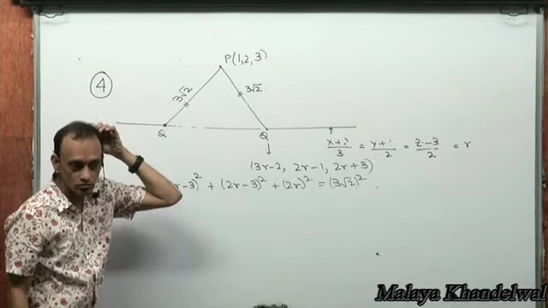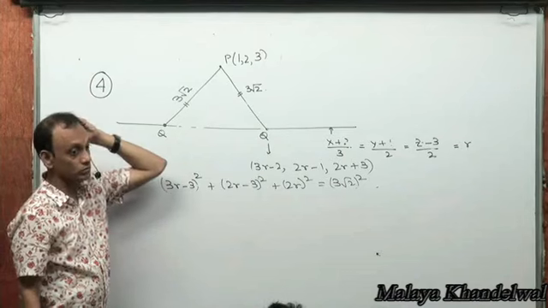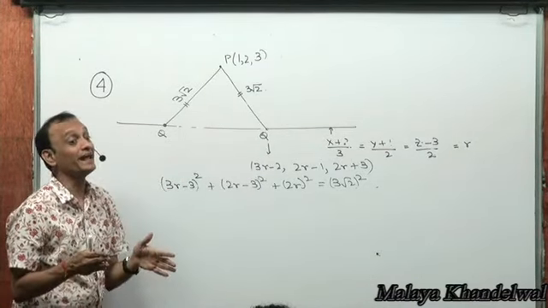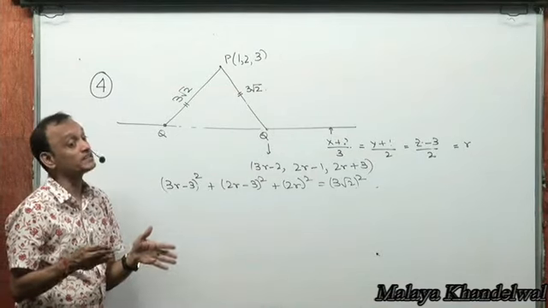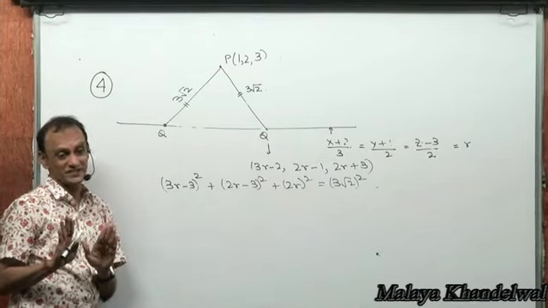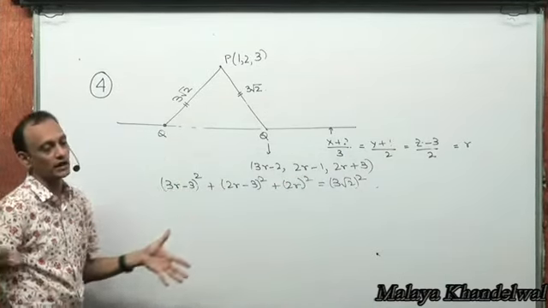Yes or no? No. If that was of the form x by l equals y by m equals z by n, a line passing through the origin, no, otherwise not. Otherwise r is just a parameter for different x, y, z's on the line.